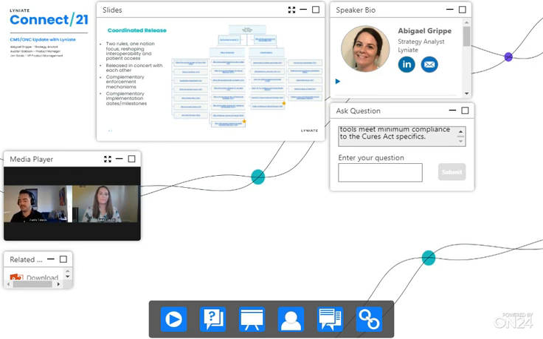Obviously, Lineate is an interoperability company. This is kind of our passion. So we're really keen on understanding these rules, building products and solutions to help our customers abide by these rules. And that's kind of why we're here talking to everyone today.